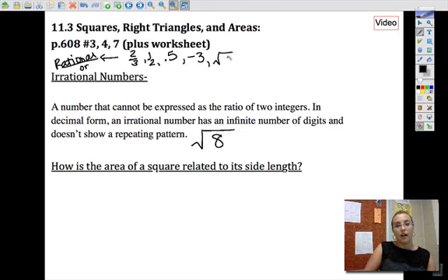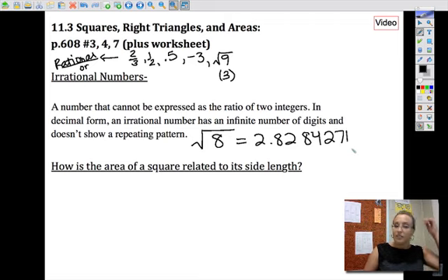We know that the square root of 9 is rational because that equals 3. However, the square root of 8 equals, when I type it into a calculator, 2.8284271. And actually, this is only part of the decimal. It continues on forever in a non-repeating pattern. So it never repeats, never shows a pattern, and it never ends either. So irrational numbers are basically what you get when you take the square root of a number that's not a perfect square.